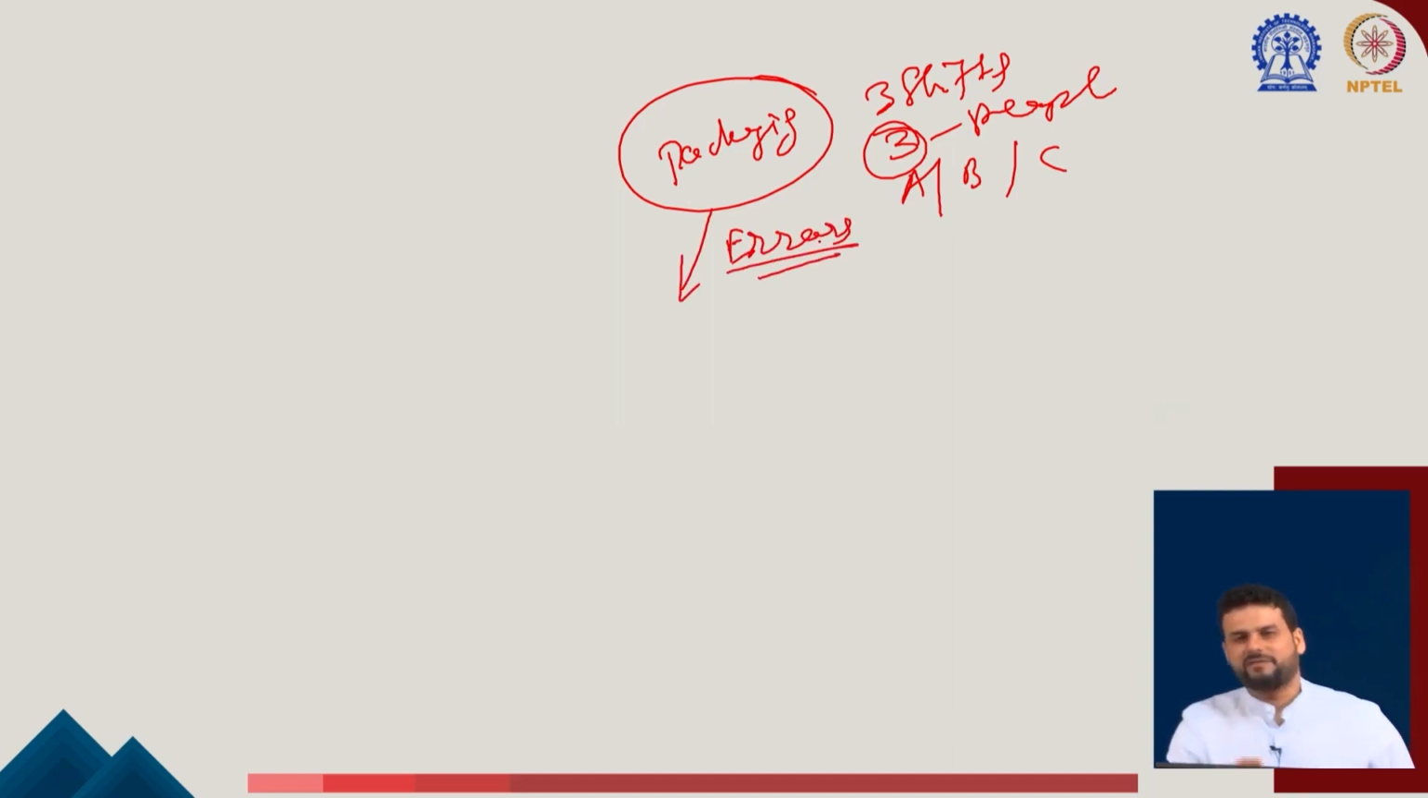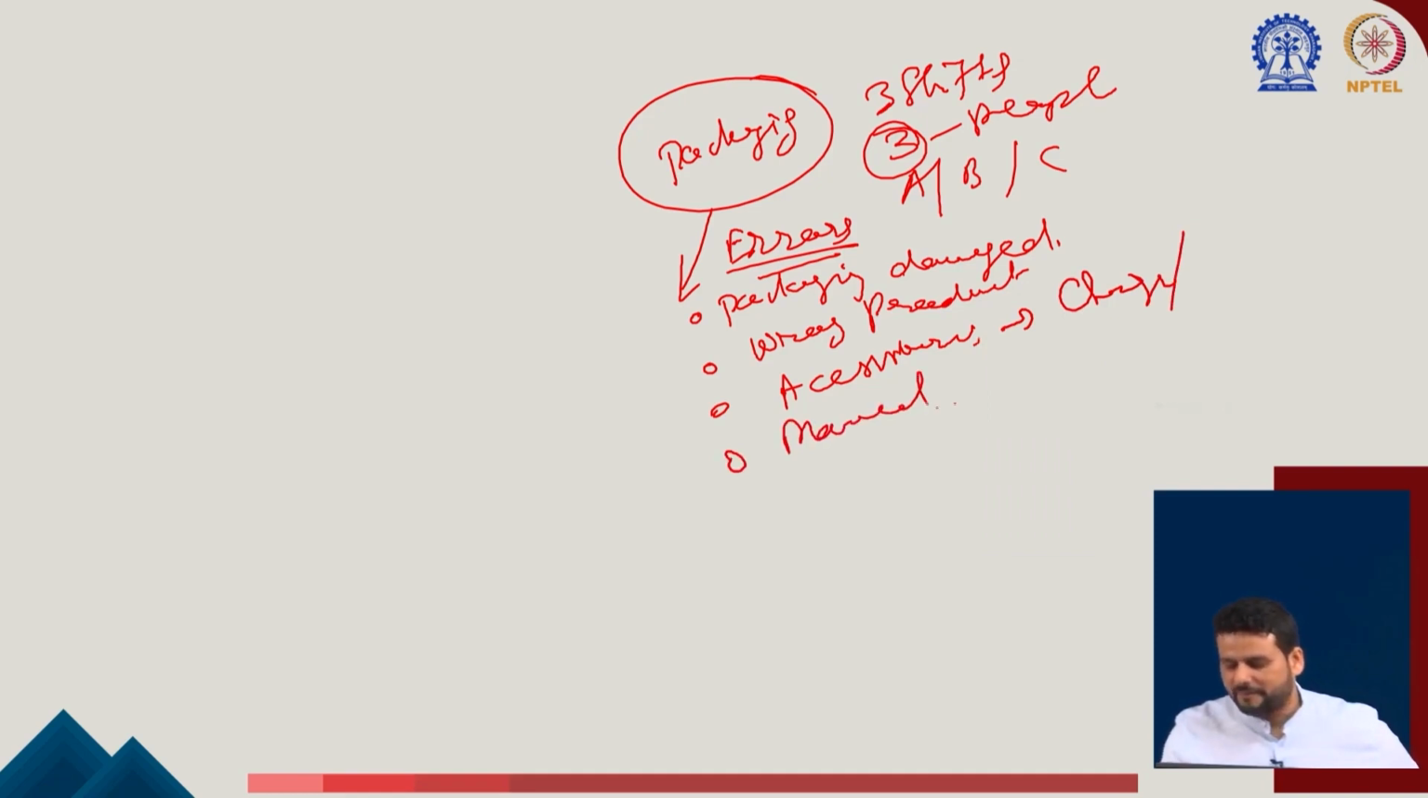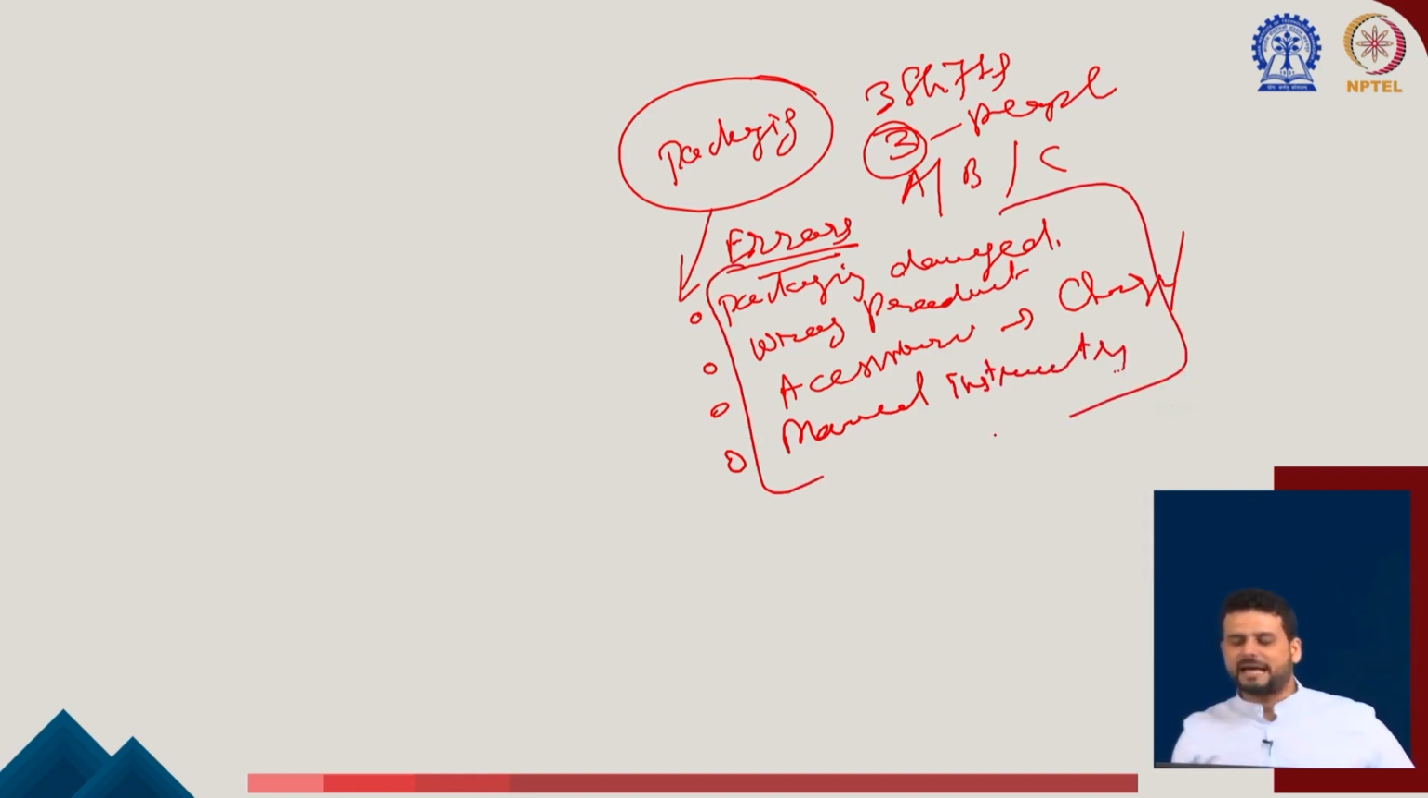What can be errors when we are doing the packaging? Maybe the packaging is damaged and you did not check it, and you packed in that. Then you packed the wrong product. Then what can be there? You forgot to put the accessories in that. Let us say you are packing the mobile and the charger is missing, or sometimes you did not put the instruction manual inside that packaging. So, these are some of the common mistakes, errors you can make when you are doing the packaging. There can be so many others, right?